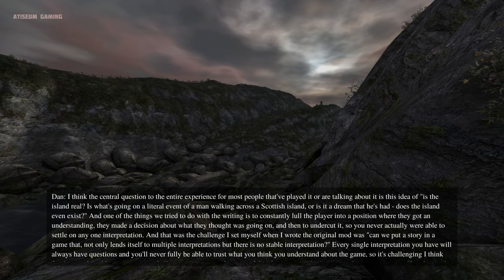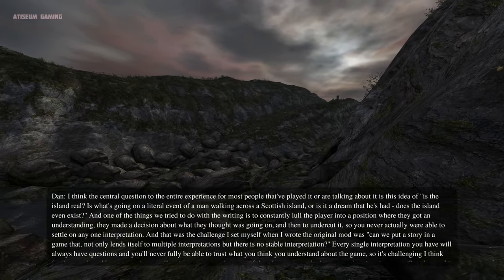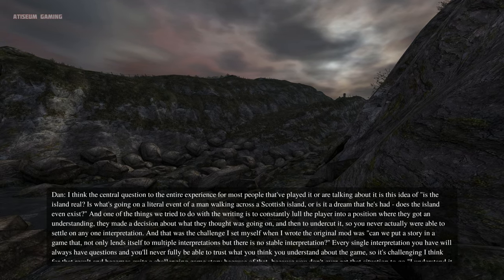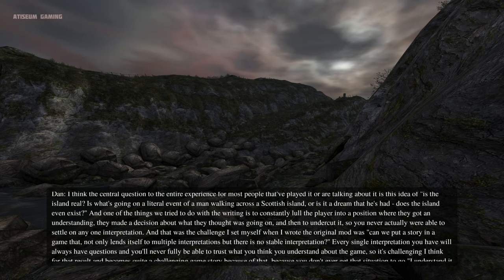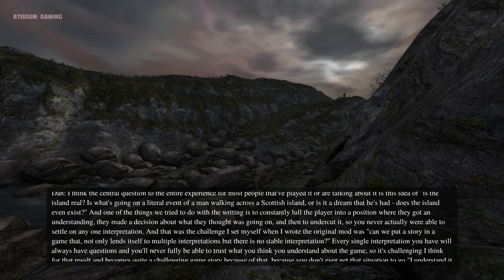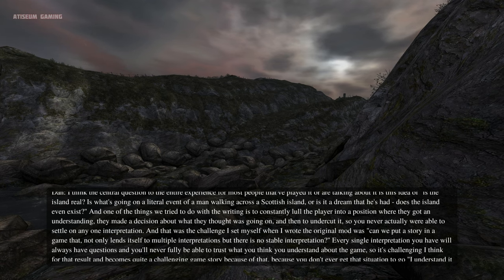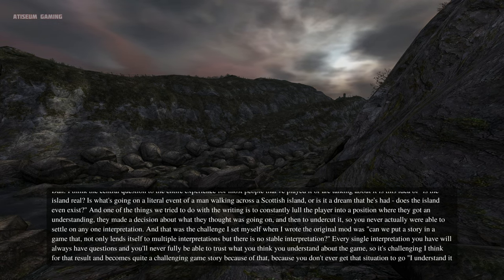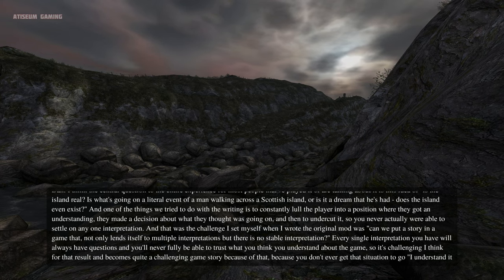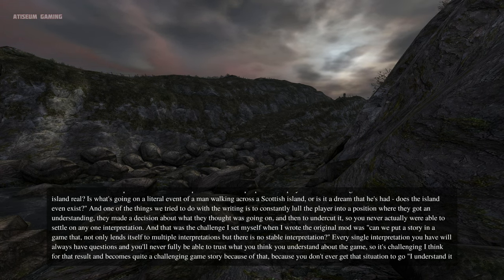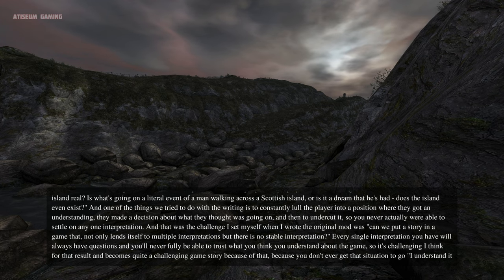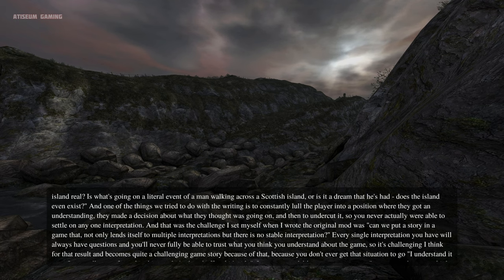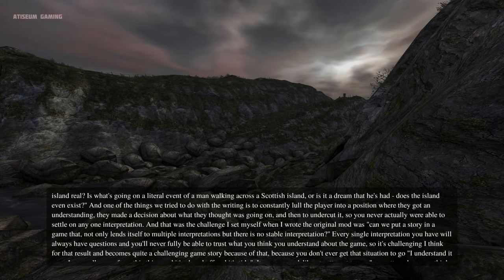I think the central question to the entire experience for most people that have played it or are talking about it is this idea of, is the island real? Is what's going on a literal event of a man walking across a Scottish island, or is it a dream that he's had? Does the island even exist? And one of the things that we try to do with the writing is to constantly lull the player into a position where they have an understanding, they've made a decision about what they think is going on, and then to undercut it. So you never actually are able to settle on any one interpretation.